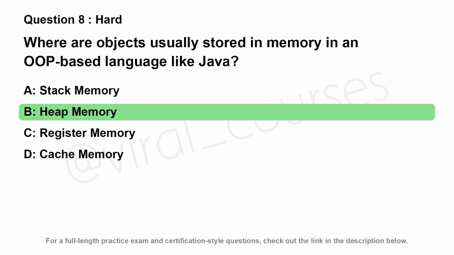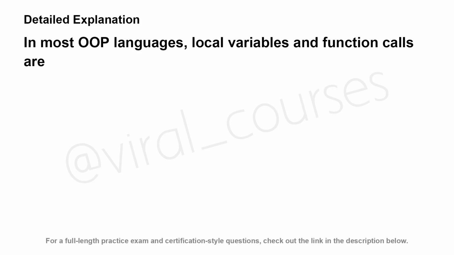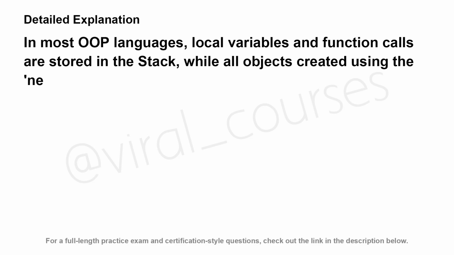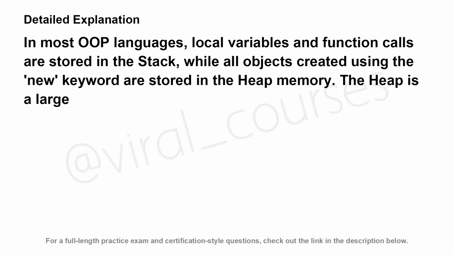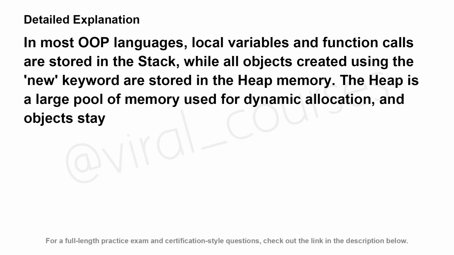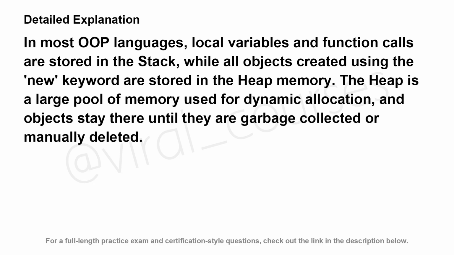The correct answer is B. In most OOP languages, local variables and function calls are stored in the stack, while all objects created using the new keyword are stored in the heap memory. The heap is a large pool of memory used for dynamic allocation, and objects stay there until they are garbage collected or manually deleted.